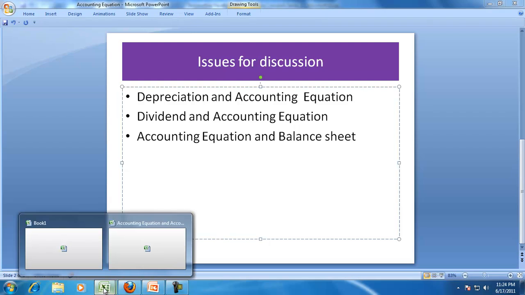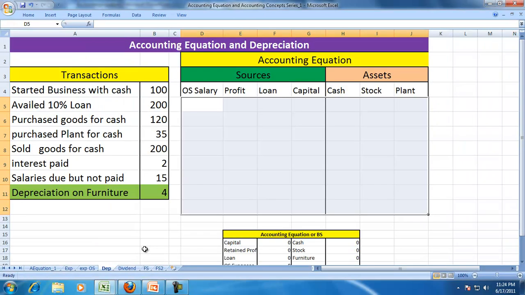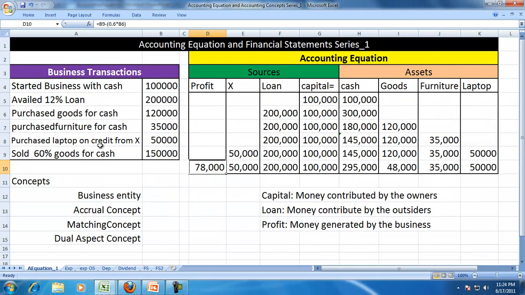But let me take you back to our transactions and the Excel sheet where we started. If you remember, we saw a set of transactions, and every transaction affects the accounting equation. With each and every transaction there was an effect on the accounting equation, and this process of preparing the accounting equation is based on the business entity, accrual, matching concept, and the dual aspect concept.